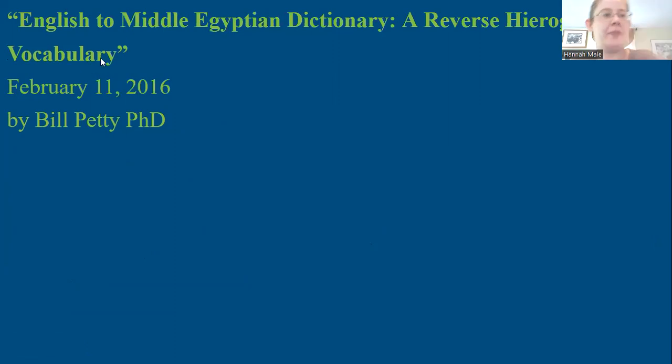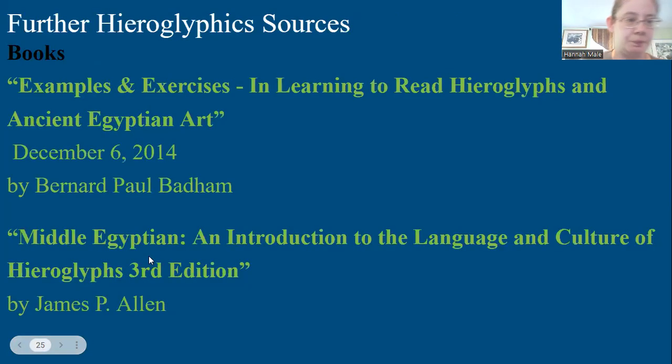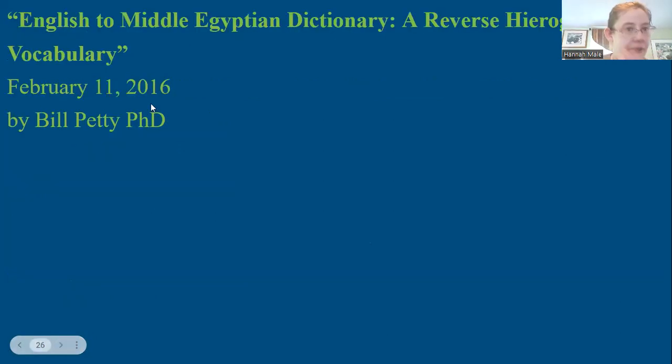And then this is a dictionary that I found helpful, because at the end of this textbook there is a dictionary, but it's Egyptian to English, and so it doesn't have all the words. So if you get this, you just get a wider dictionary base to work from.